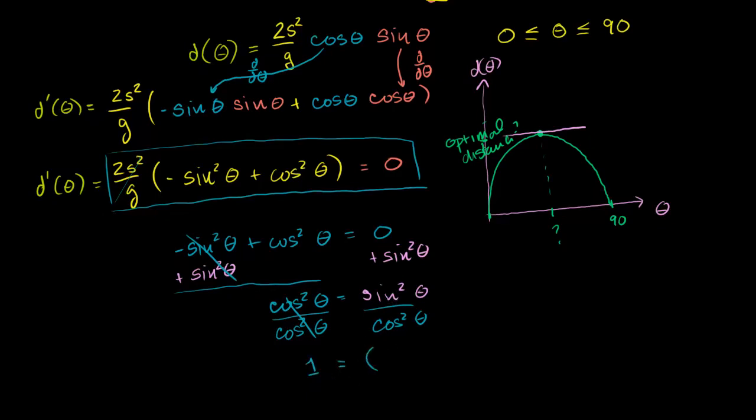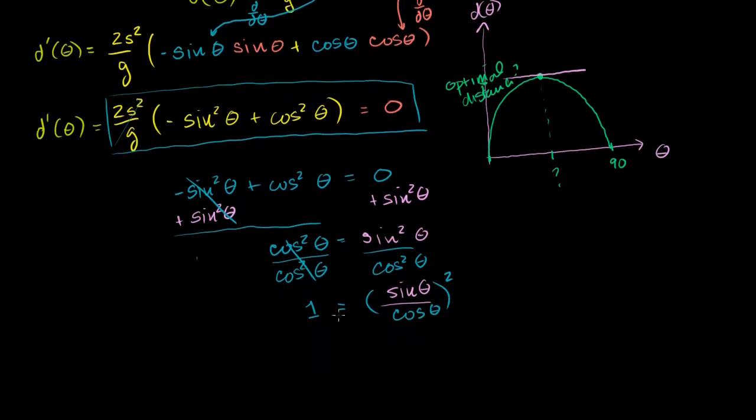Well, that's the same thing as sine of theta over cosine of theta, that whole thing squared, right? You have a square divided by another square, which is the same thing as the numerator divided by the denominator, squared. And what's sine of theta divided by cosine of theta? Well, that's just the tangent of theta. So we have 1 is equal to the tangent squared of theta.